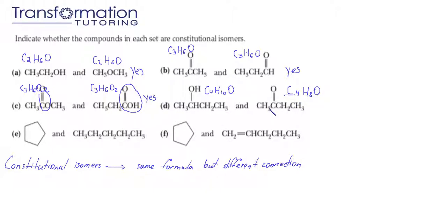Let's double make sure. 3 plus 2 is 5. 5 plus 3 is 8. Okay, we can clearly see that the left side and the right side, the molecules do not have the same number of hydrogens. Therefore, they do not have the same molecular formula, and they cannot be constitutional isomers. So we're going to say no here. Let's move to choice E.